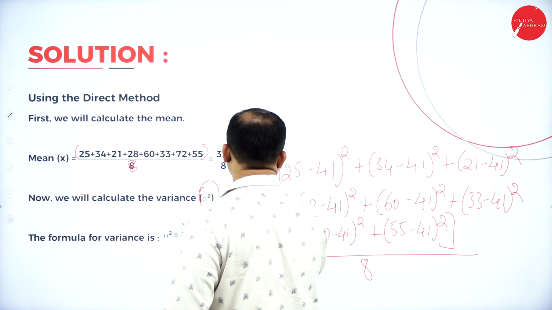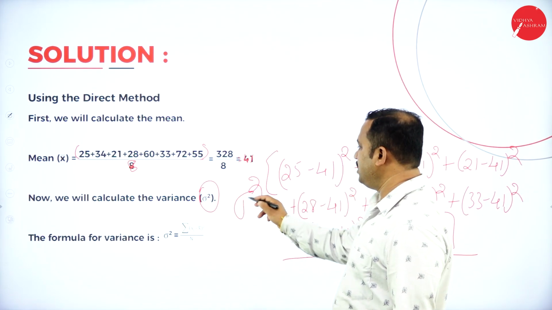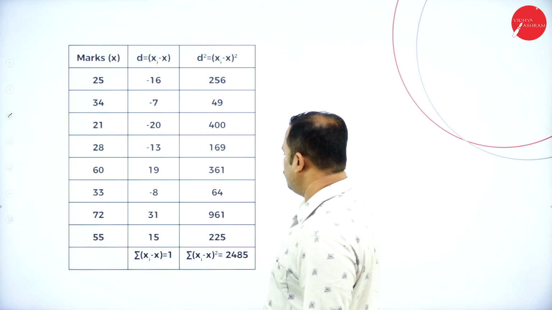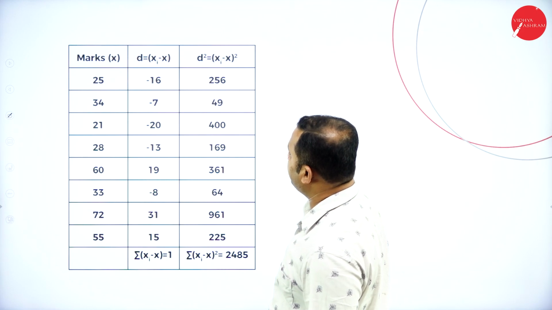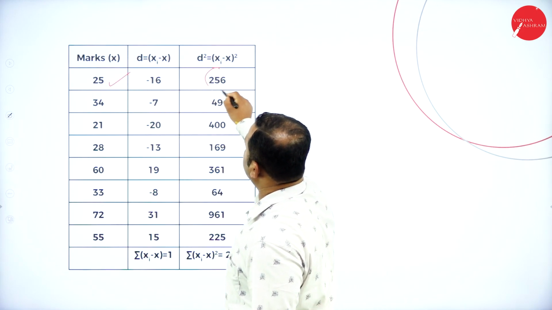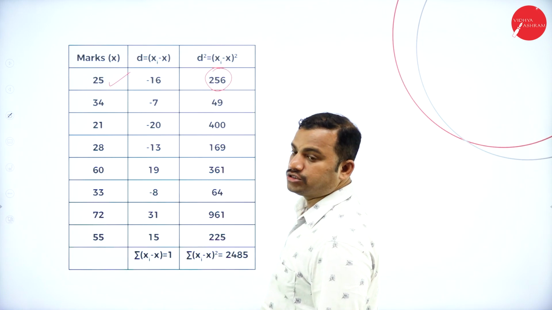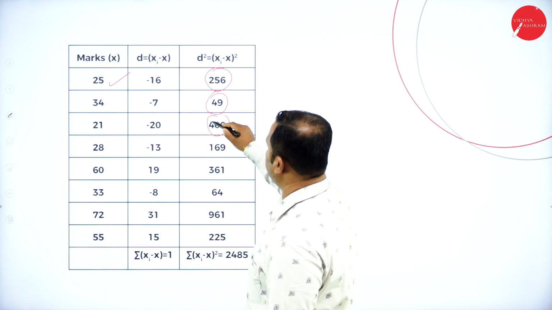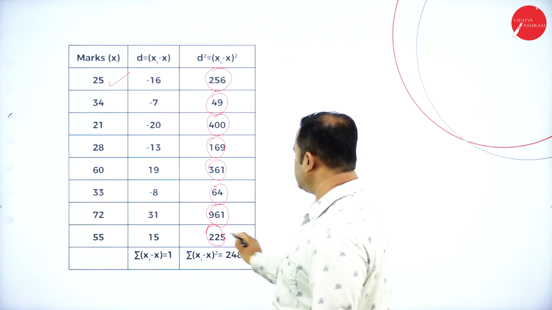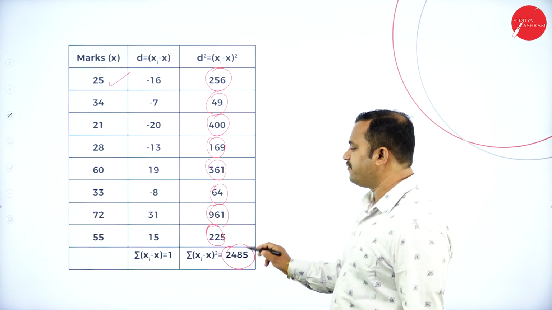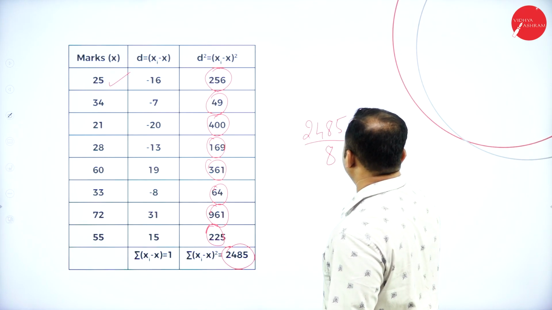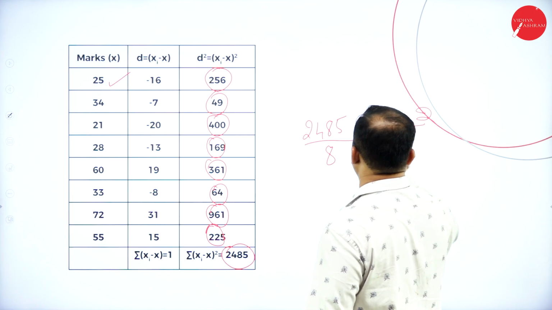If I solve this, I'll get the value of the variance, indicated by sigma square. What is the variance? If you look at this, you will see the values varying from here. That is, for the mark 25, xi minus x whole square is 256, then 49, 400, 169, 361, 64, 961, 225. That turns out to be 2485. 2485 divided by 8 gives me the value of the variance.